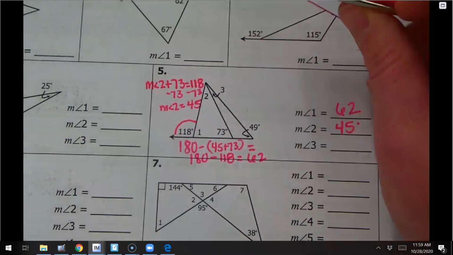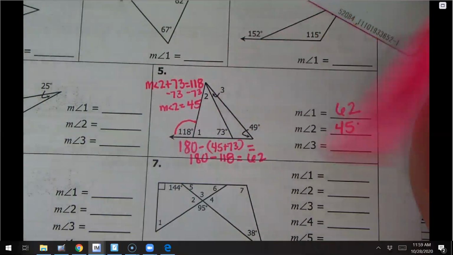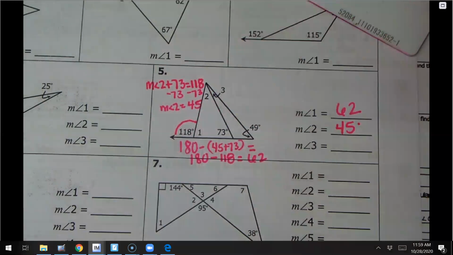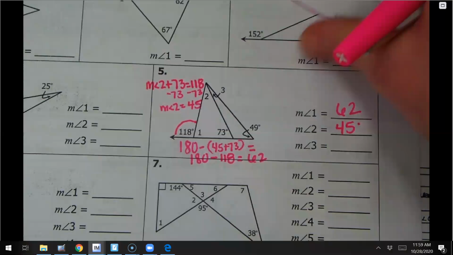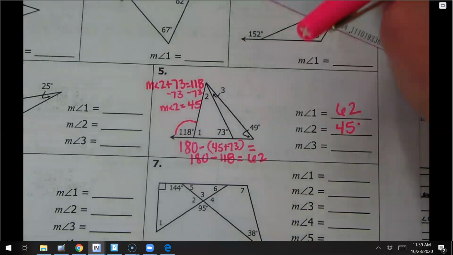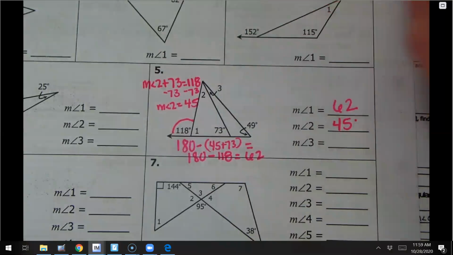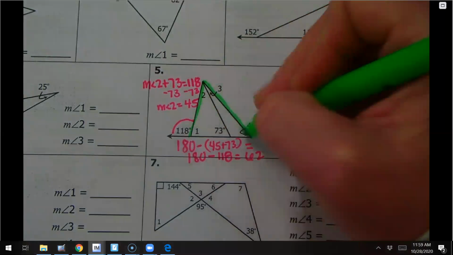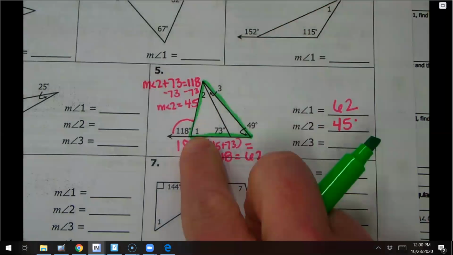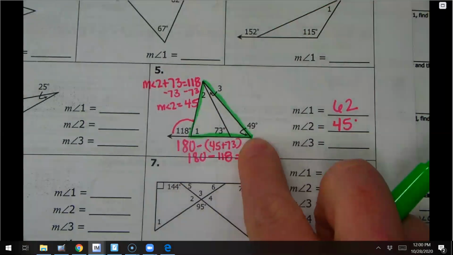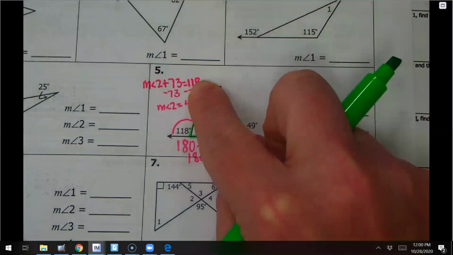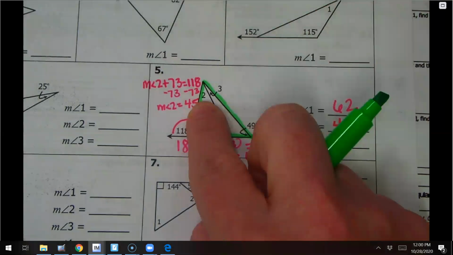Number 3 up here. How would you do that one? There are 2 different ways. You could look at it as a big picture, like a really big triangle. You know angle 1 is 62. You know the angle down here is 49. So the angle up top has to be the remainder of the 180. Well, you already know 2, so then you could just take that away from what it's supposed to be, and that would give you 3.